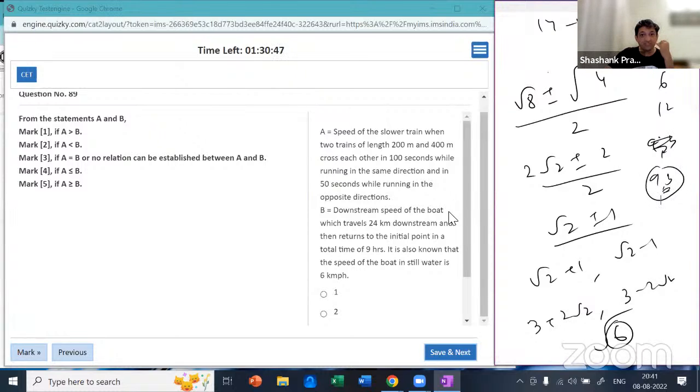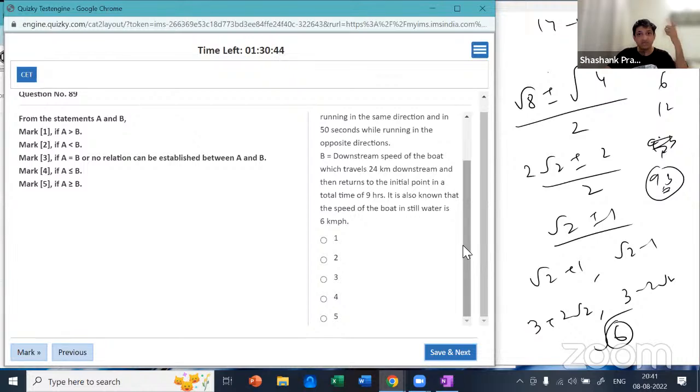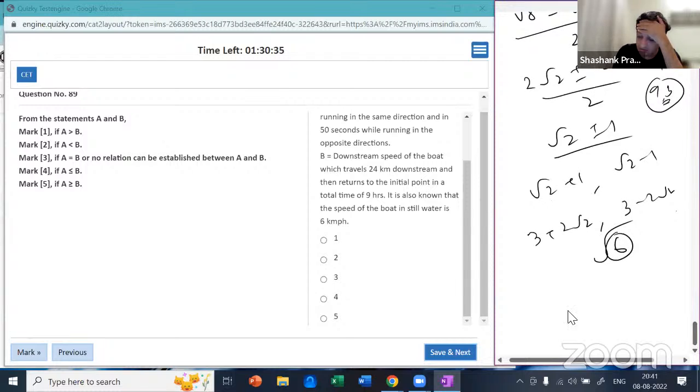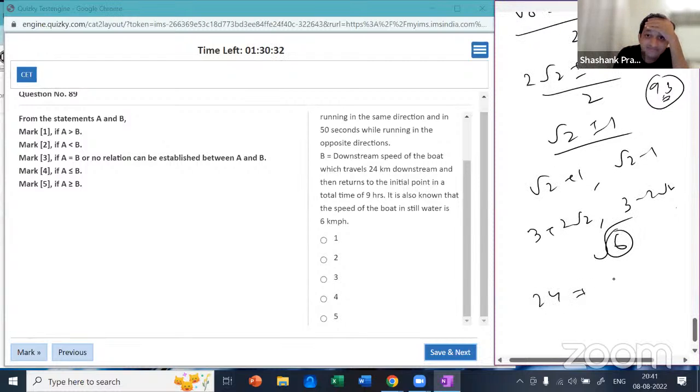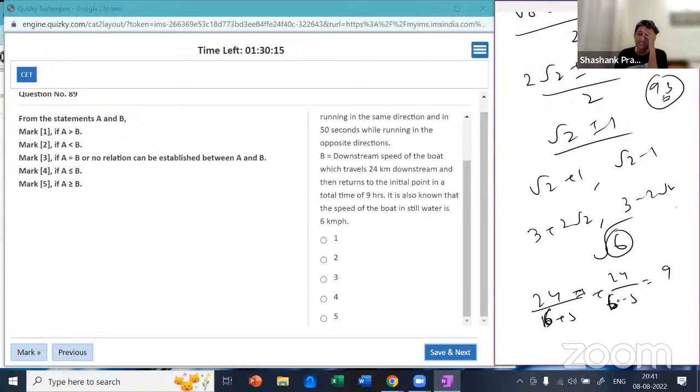Downstream, 24 downstream, and then it is initially total amount 9 hours. Speed of the boat in still water is 6 kilometers per hour. 24 में 9 होता है, speed of the boat is 6. 24 downstream. 24 by boat plus stream plus 24 by boat minus stream will be equal to 9. Boat is 6, so 6 and 6. Again, let's say I take a 3. 6 plus 3, 9 will not work. 6 plus 2, 6 plus 2 is 8. 3 are 24. 6 minus 2 is 4. 6 are 24. 9 will again not work.